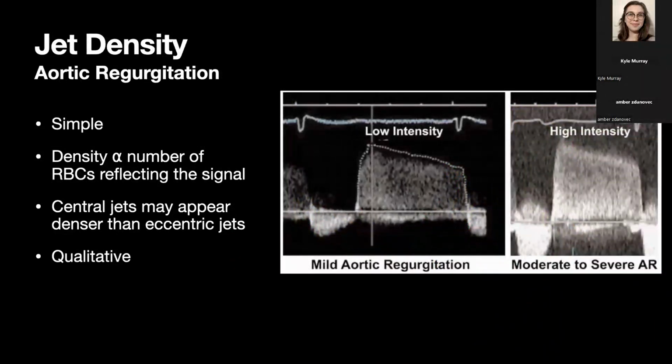The other thing is you can just look at how intense the regurgitant jet is on continuous wave Doppler. So remember that the density is proportional to the number of red blood cells reflecting the signal. Less dense, less regurgitation. More dense, more regurgitation. Obviously, this is a little bit more qualitative than quantitative. But it's a simple and easy thing you can do.